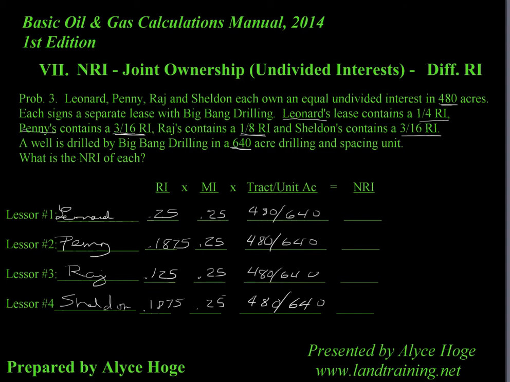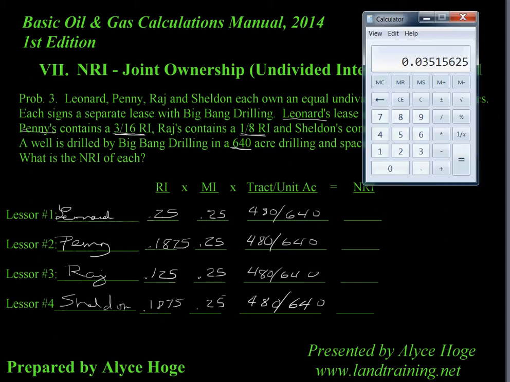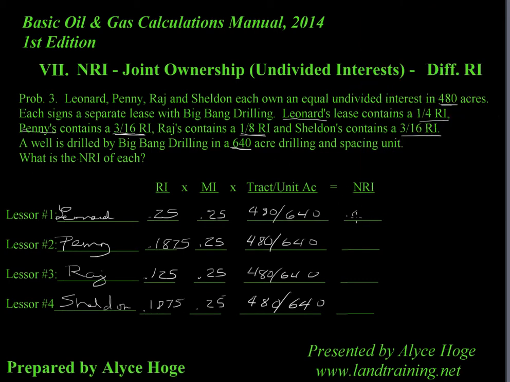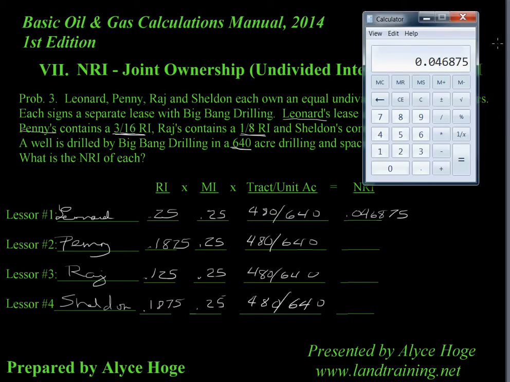Okay, so then to do the calculations, we're going to use our calculator. And we're going to say, starting here, Leonard's is a 0.25 royalty times a 0.25 mineral interest times this 480 divided by 640. And that's going to be a 0.046875.